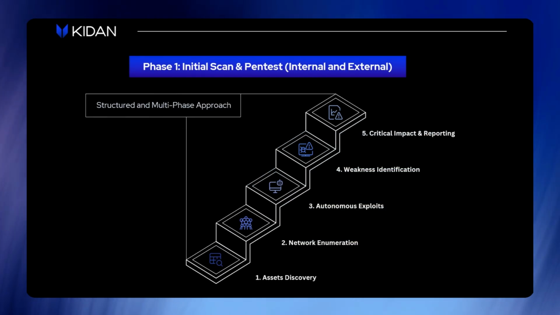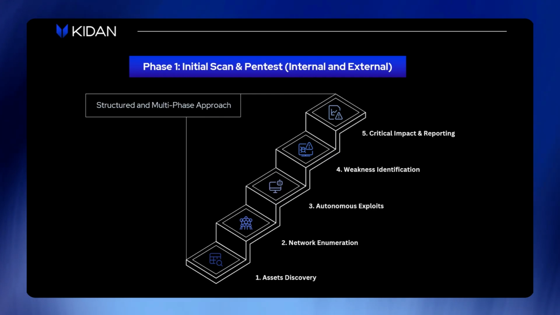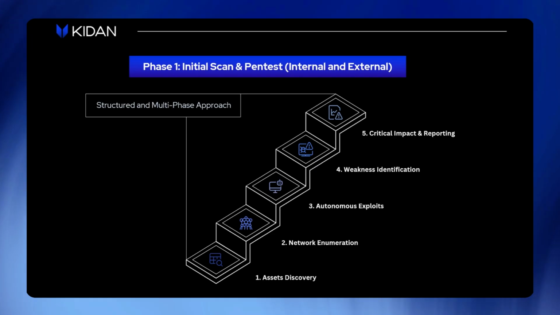For the penetration testing, whether it's internal or external, we follow 5 most important steps. We start by asset discovery, where we first identify any reachable asset across the internal and the external attack surface. This includes hosts, servers, services, exposed IP ranges, domains, subnets, network zones, and critical infrastructure components.